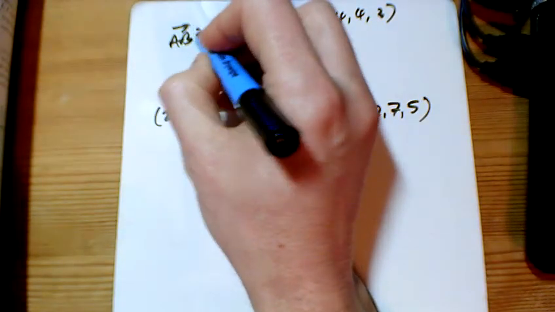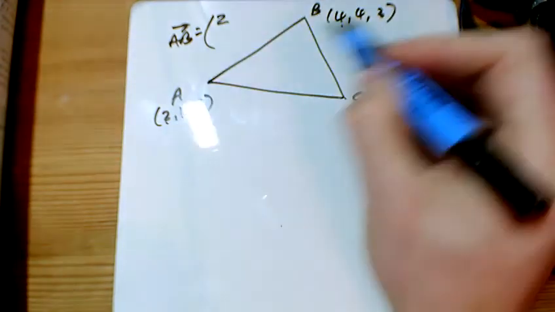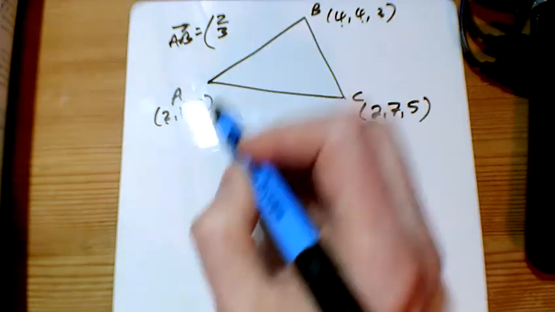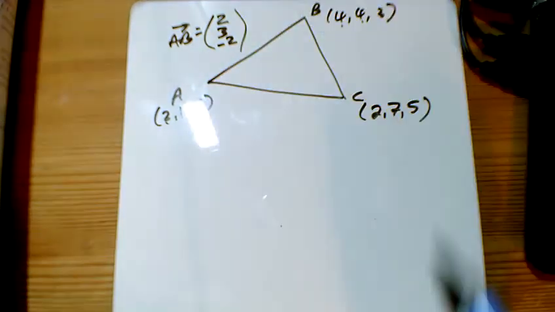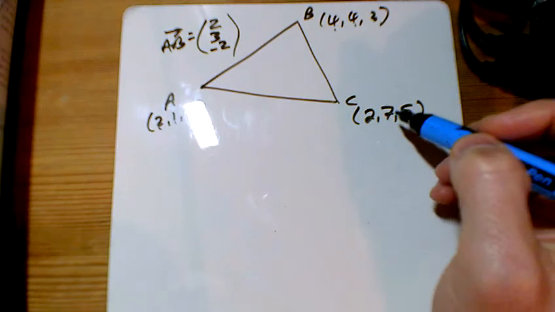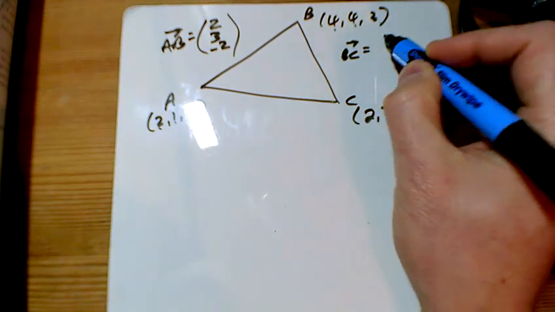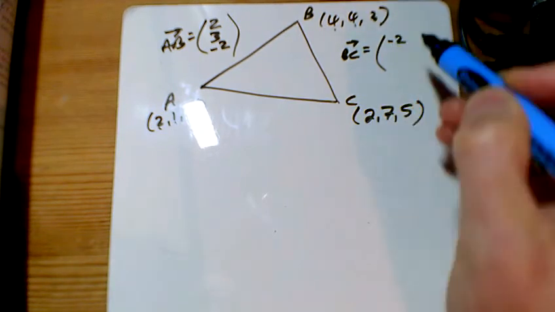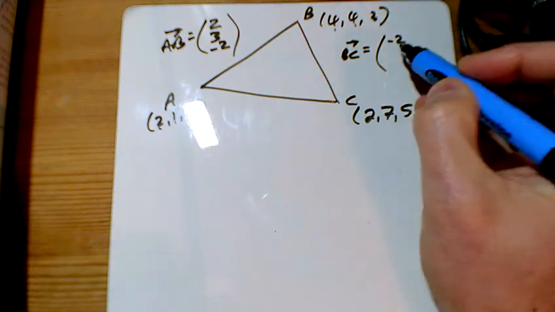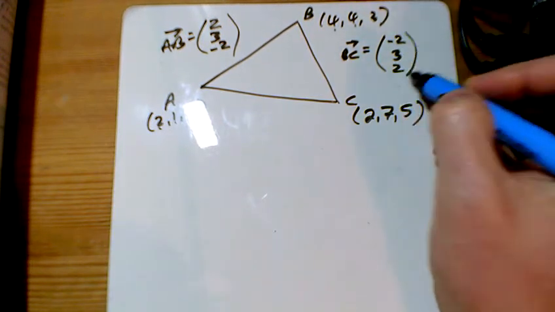So the vector that takes from 2 to 4 is 2, from 1 to 4 is 3, and from 5 to 3 is -2. So there's that vector there. Let's do all of them. I'm going to do B to C as well. So from 4 to 2 is -2, from 4 to 7 is 3, and from 3 to 5 is 2.